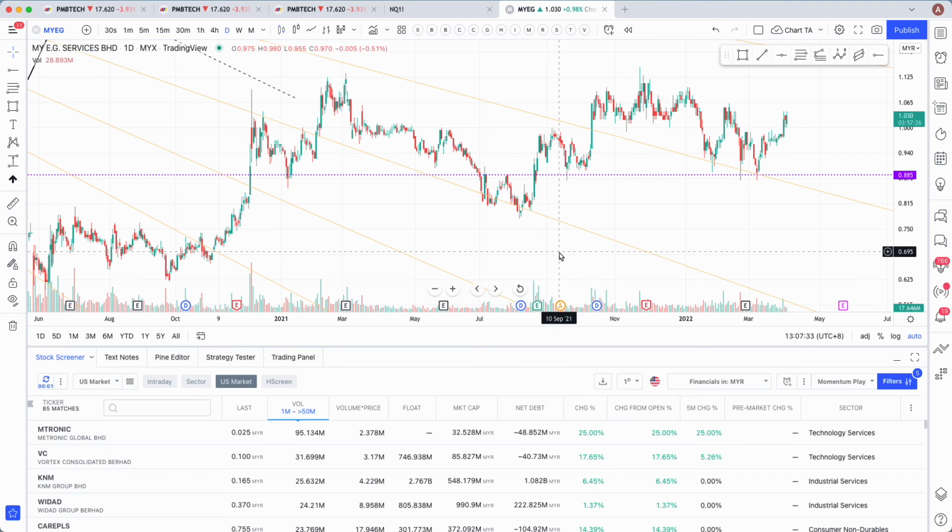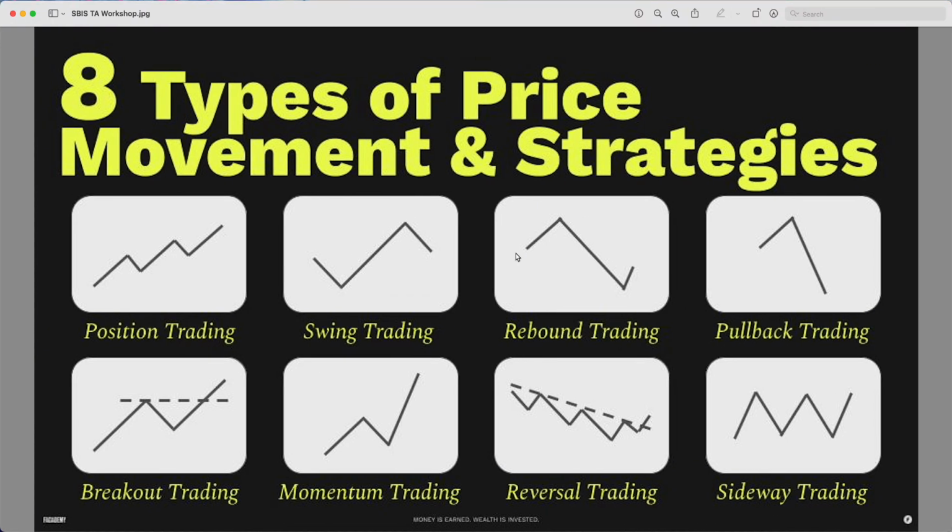Alright. So this is what we have shared previously. Basically there are 8 types of price movement and strategies. For each setup, it has certain characteristics. For example, for position swing, position play, pro position trade strategy, we need to make sure the characteristic of the trend is strong. We want to make sure the volatility is suitable for us to buy and hold for the long term.